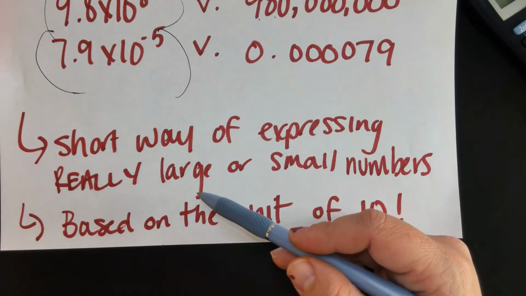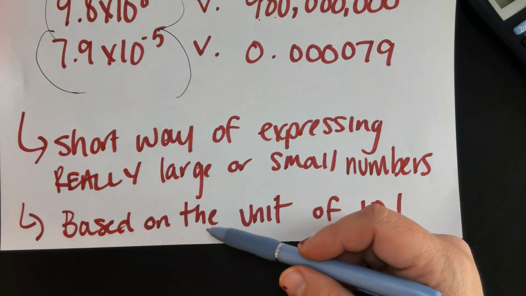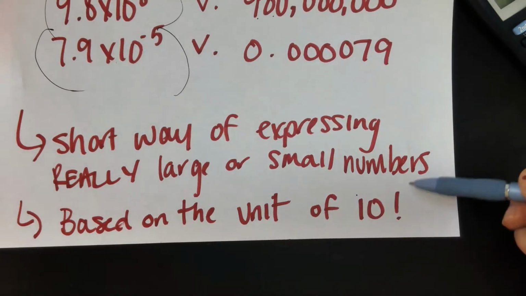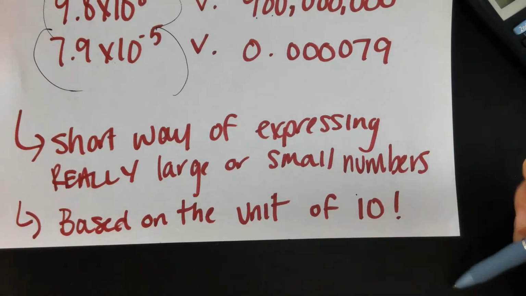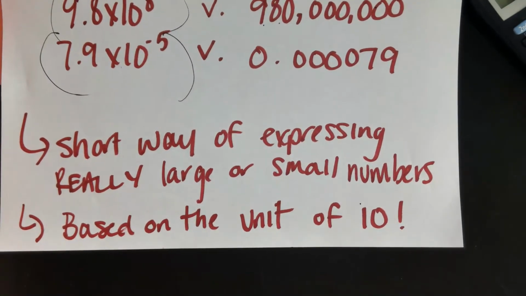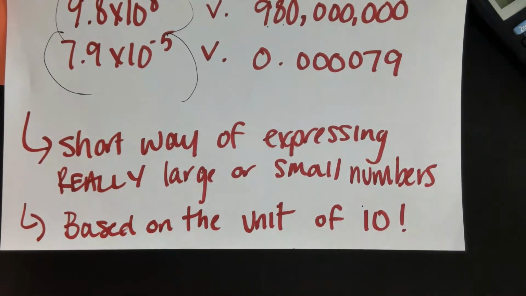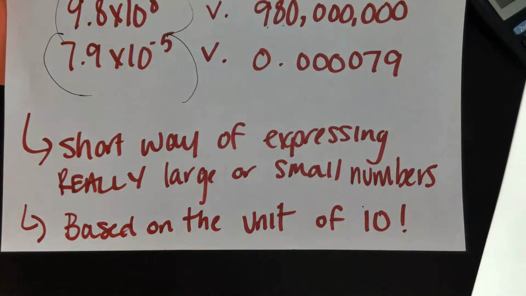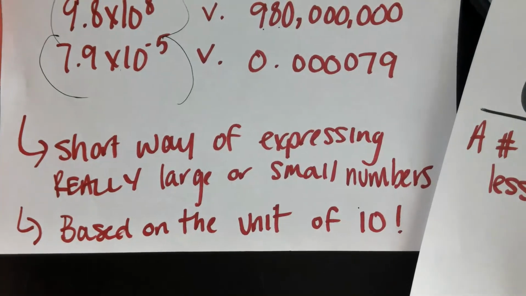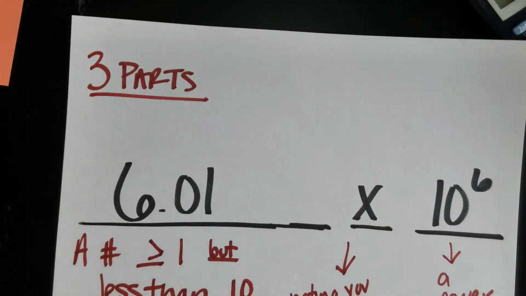It's a short way of expressing really large or really, really small numbers, and this is based on the unit of 10. Well, what else is something that we have talked about in class that deals with being based on a unit of 10? Well, that's the metric system. So scientific notation is really helpful when we're dealing with any type of measurement, especially when we're converting facts and figures, okay?